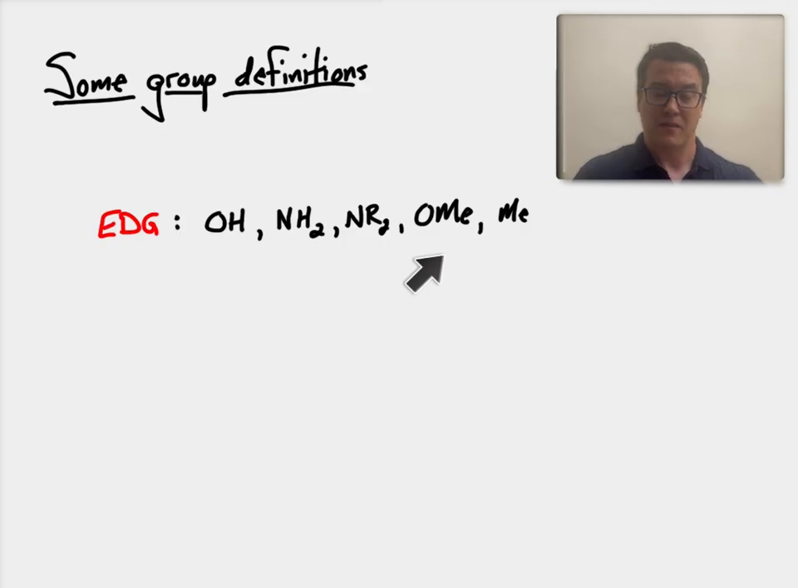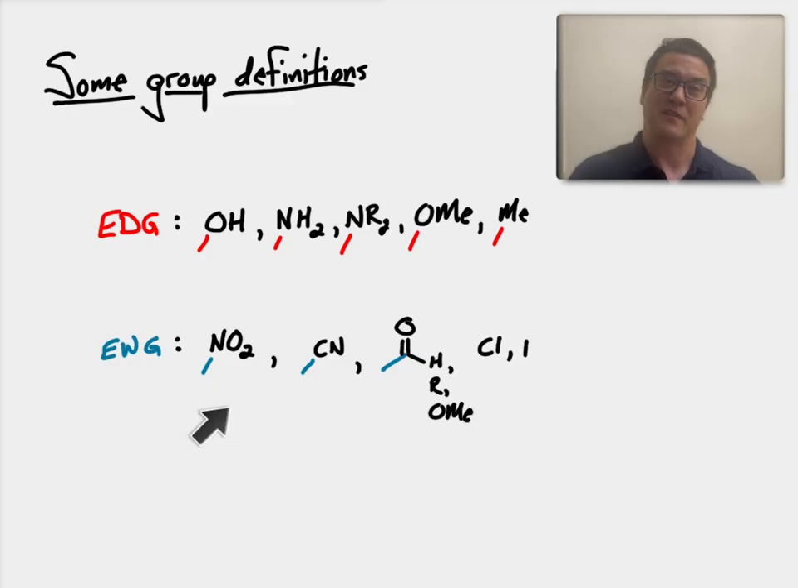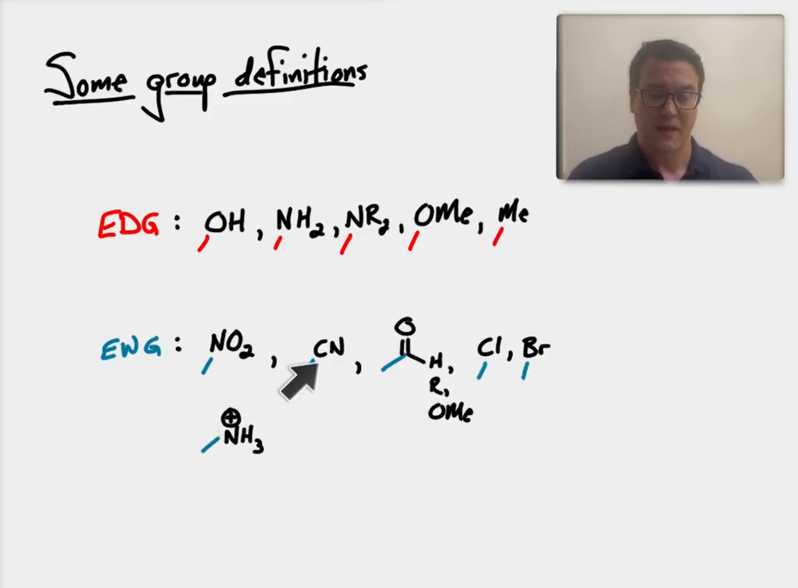You could also have a methyl ether, or even just an alkyl group. Electron withdrawing groups: some examples, a nitro group is especially electron withdrawing. A nitrile group, which you saw recently as well, is also quite withdrawing. Carbonyls directly bound to an aromatic ring are electron withdrawing, as are halogens like chlorine and bromine.